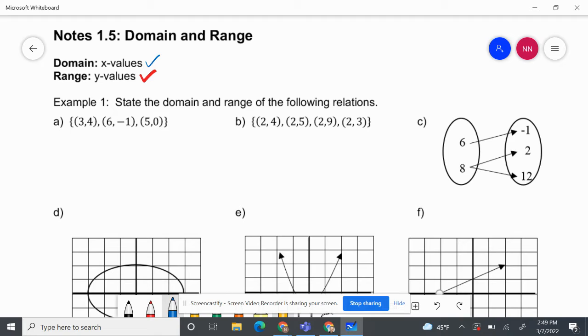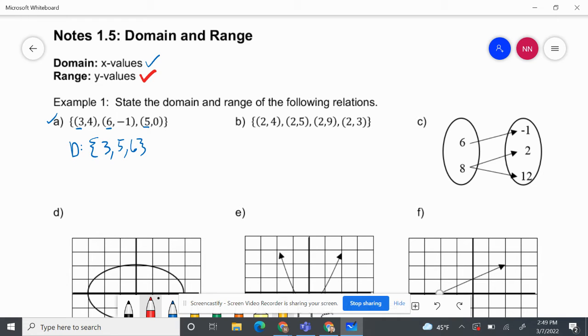Now, when we're looking at discrete values, what we're doing is we're looking at specific ordered pairs in the example of 1a. Now, these are a little bit easier because the domain are our x values. So we just see each of our x values right there. And so that tells us that our domain would be 3, 6, and 5. I like to put my numbers in numerical order. So I'm going to put 3, 5, and 6. But 3, 6, and 5 would be fine also.